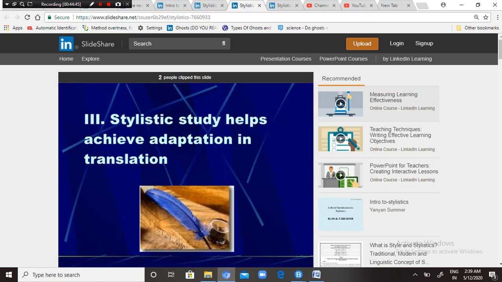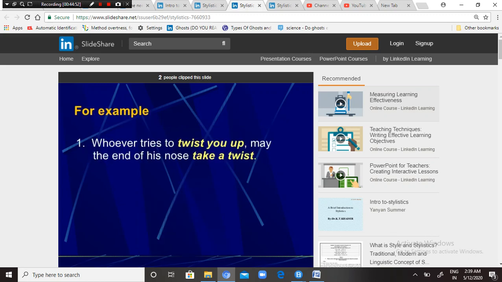Stylistic study helps achieve adaptations in translations. For example, whoever tries to twist up, may the end of his nose take a twist.